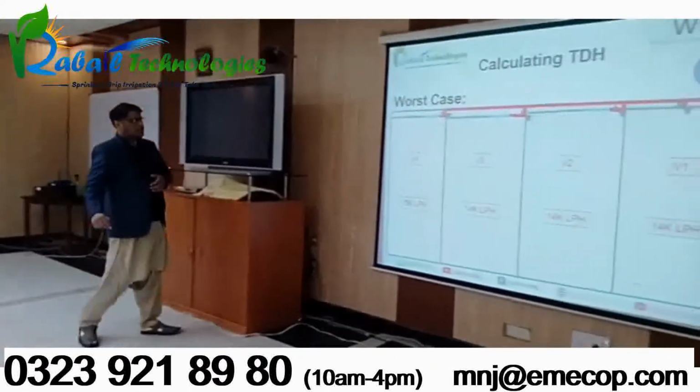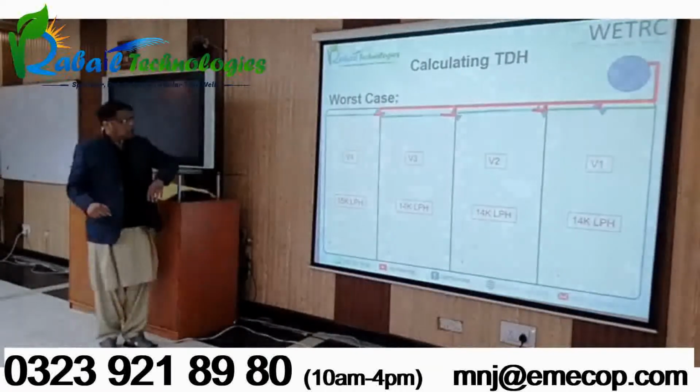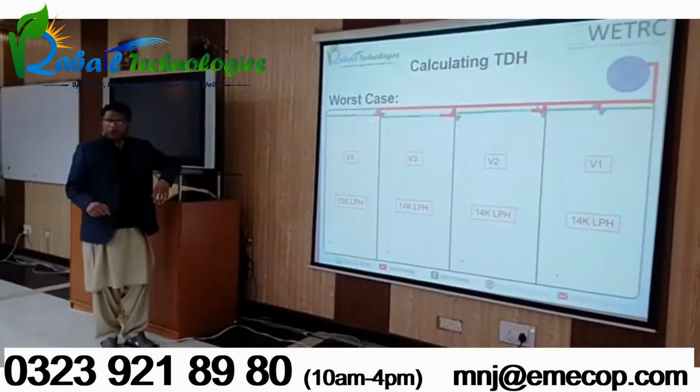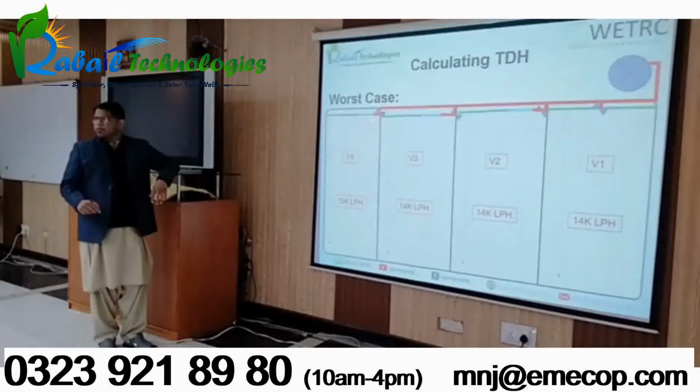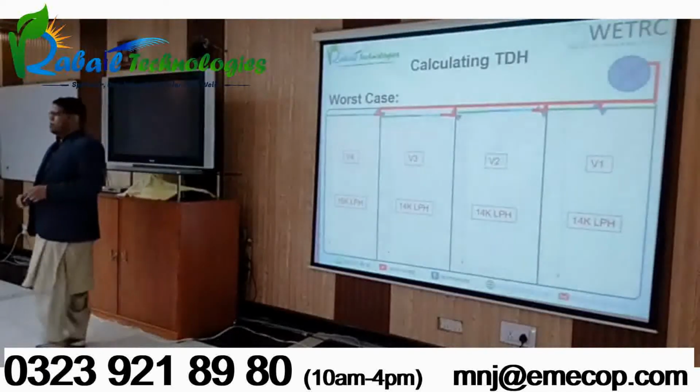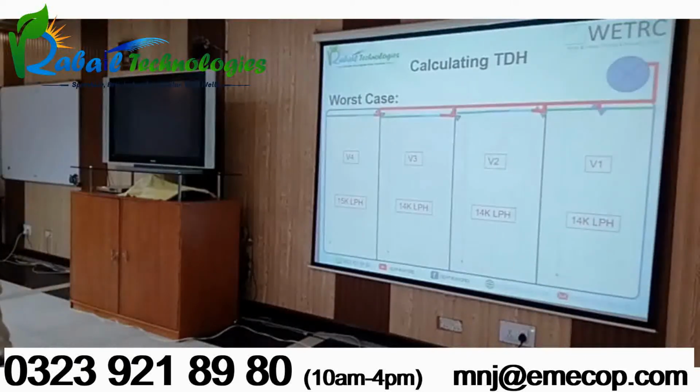What does it mean? For example, you design the system for this point, and here the friction losses or the total dynamic head that you have to maintain is around 20 meters, for example, at the pump. So what do you say, if the friction losses from here up to here is 10 meters, what will be the friction losses from here up to here? Will it be higher than the 10 meter or lower than the 10 meter? It will be less than 10 meter.